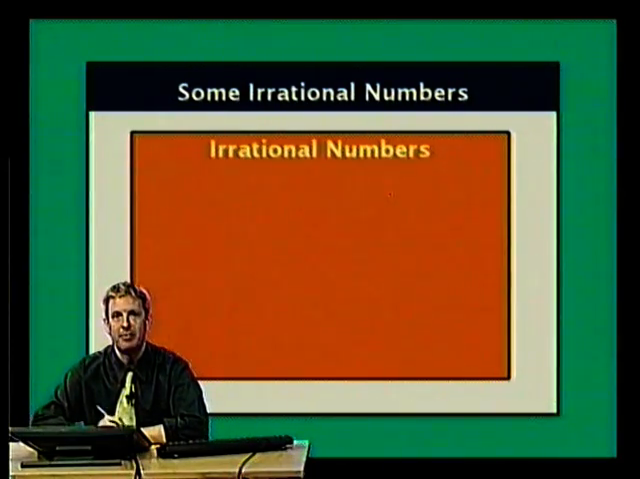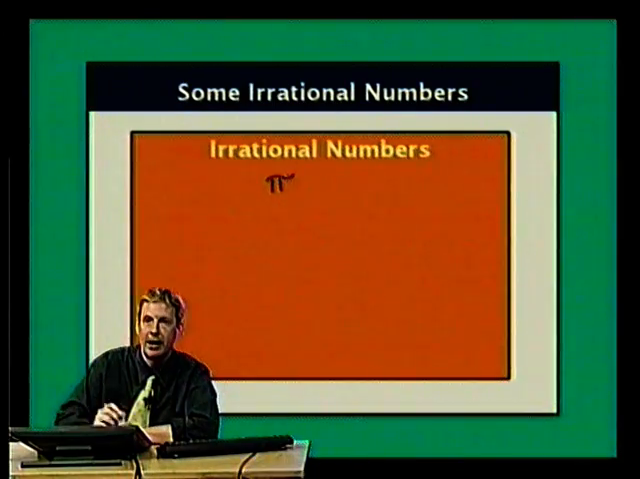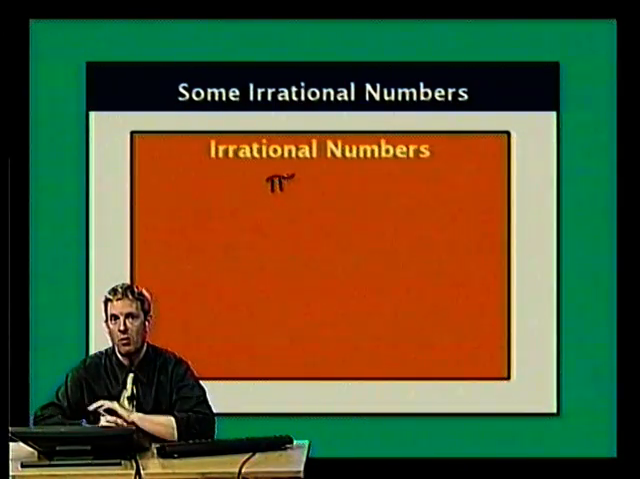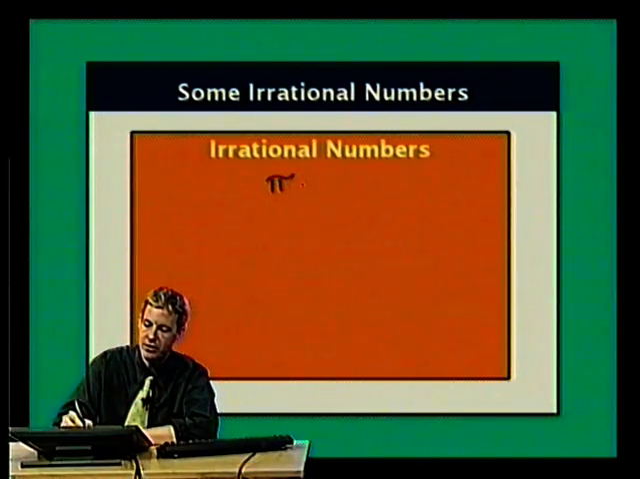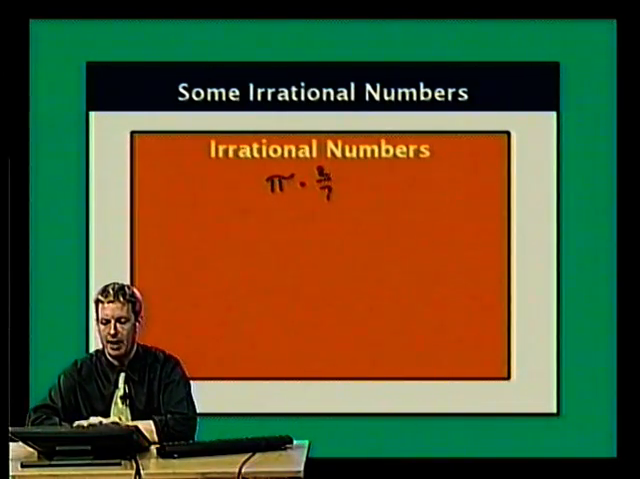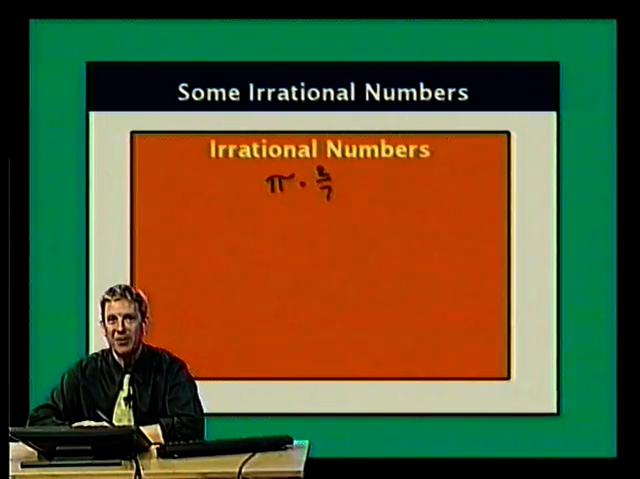As I indicated before, if I take an irrational number like pi and perform some simple arithmetic between this number and a rational number, I will get an irrational number. So if I took pi and multiplied by 2/7, which is a rational number, the result would be an irrational number. I'm going to give you kind of a kooky irrational number.